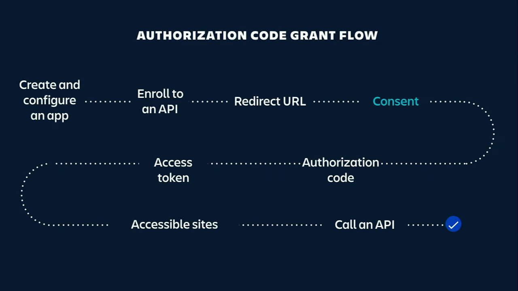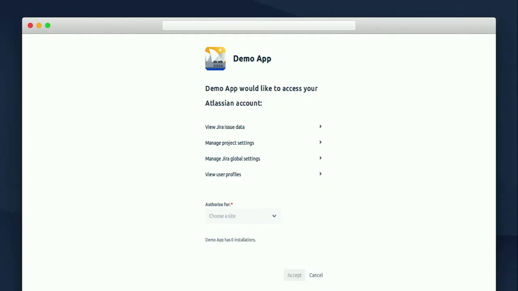Okay, so when we send the user to that URL, this is what we'll see. Oh, sorry, not yet. So this is what we'll see. We'll see the avatar for the app. We'll see the name of the app. We also see all the scopes for the app, and we can expand those to see the descriptions, and then we see this authorize for dropdown, and that's really an Atlassian specific thing.